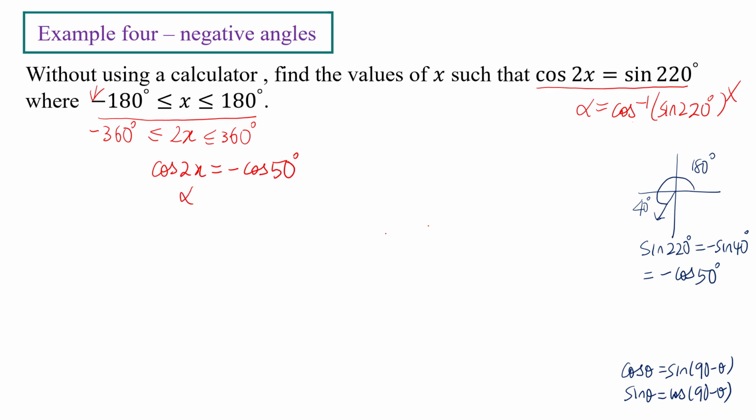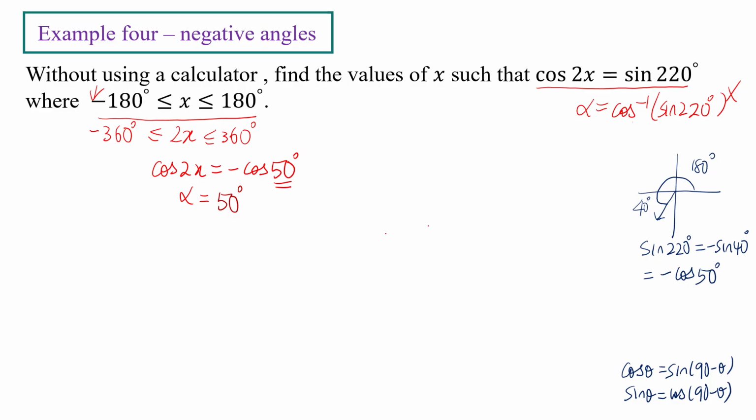And therefore, alpha is just 50 degrees here. You have to ignore the negative. Okay, ignore this because your alpha is a positive acute angle. So therefore, alpha is 50 degrees.